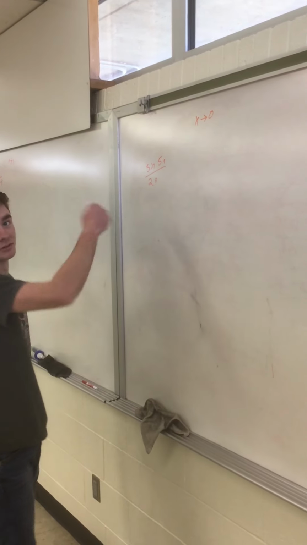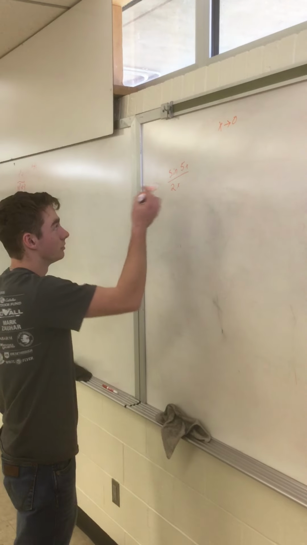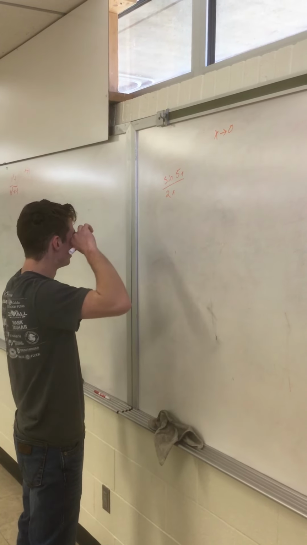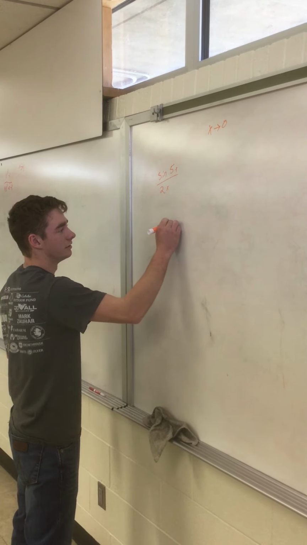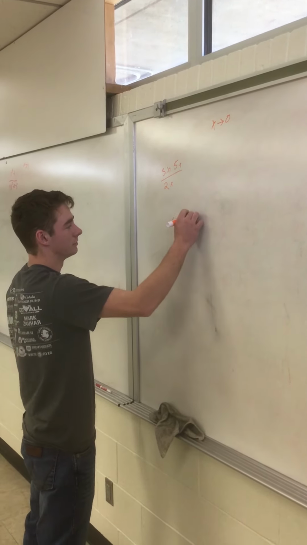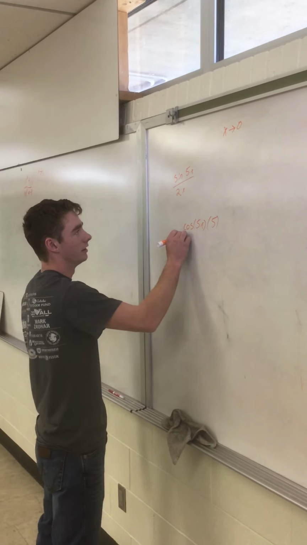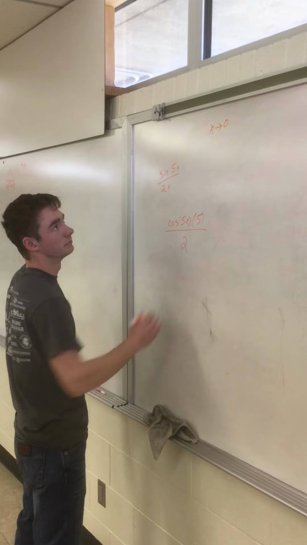So now it's 0 over 0, right? So now we take the derivative of the top over the derivative of the bottom. So the derivative of the top is cosine 5x, and then you remember it's, what is it, chain rule? Yeah, chain rule, so you gotta put a 5 out here too. Right? All over 2. Right?